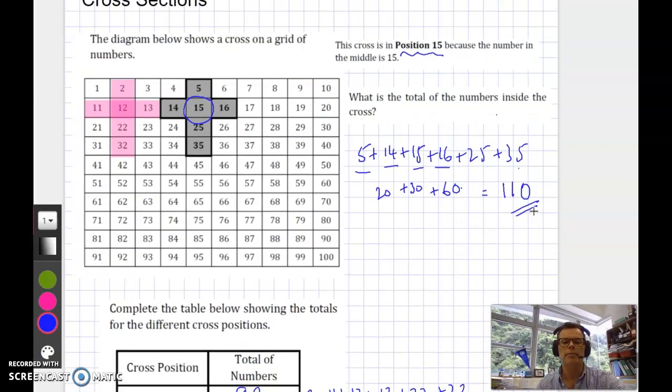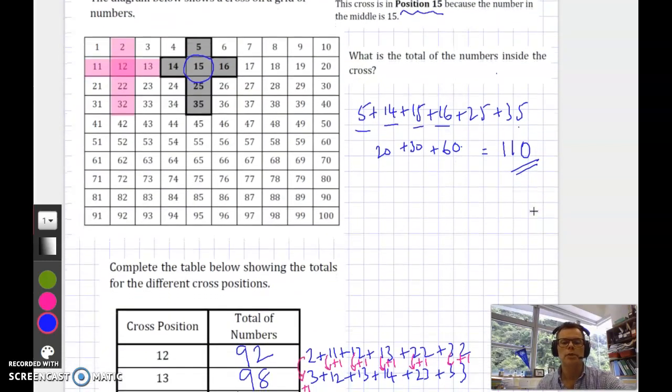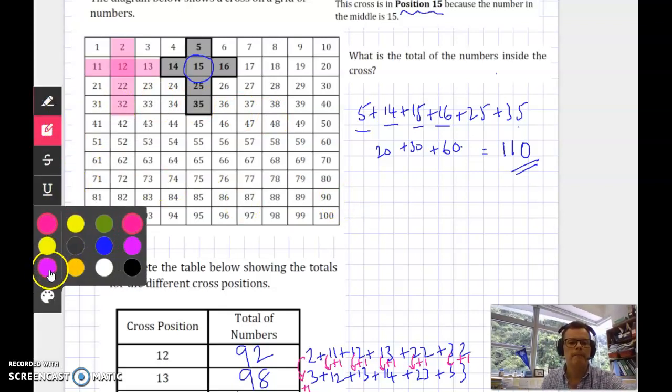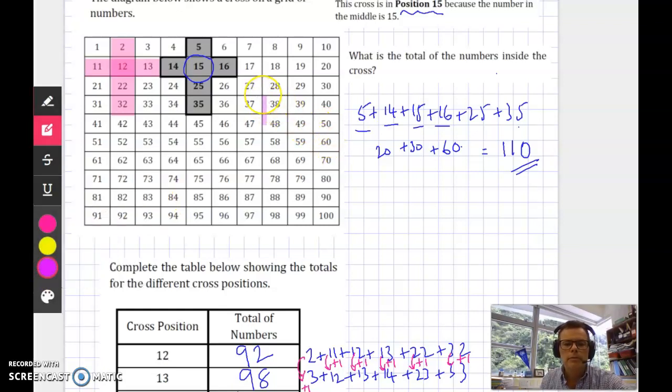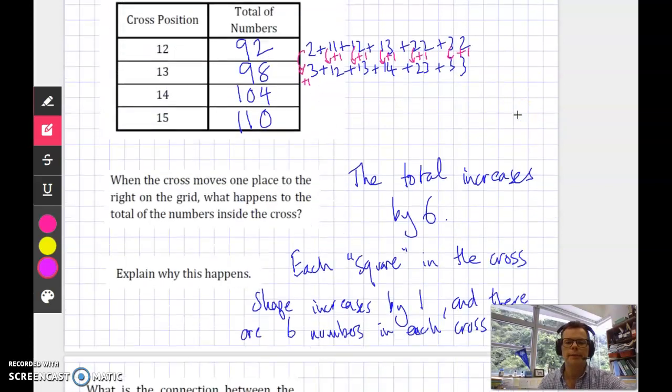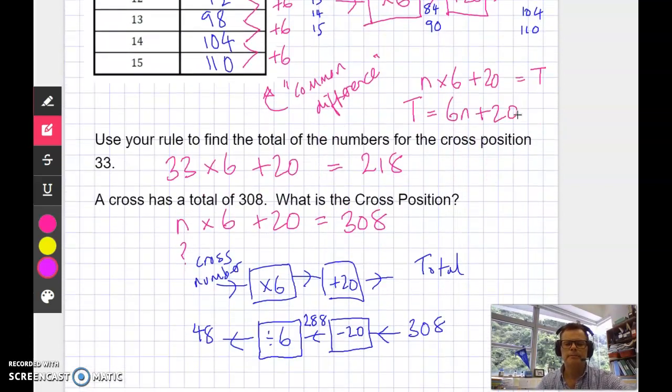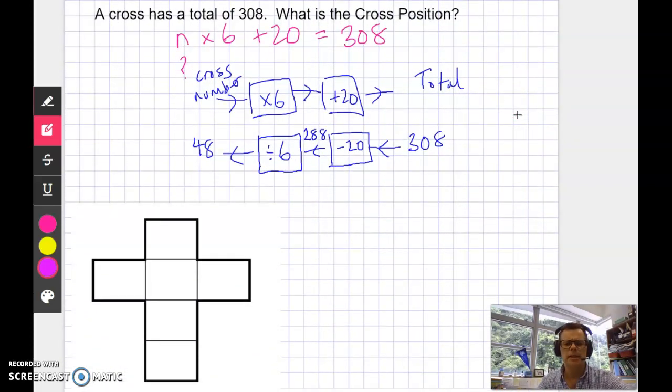If we look all the way back up here, cross number 48, there it is. If I mark that up, cross number 48 would have a total of 308. You can check that out if you want to. So that's a cool piece of mathematics there.